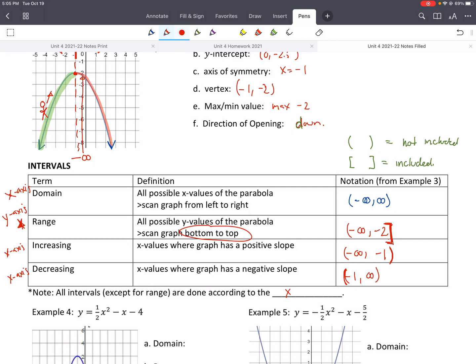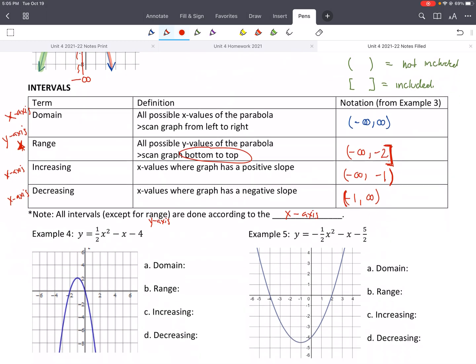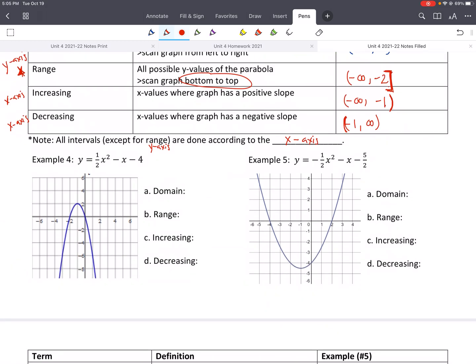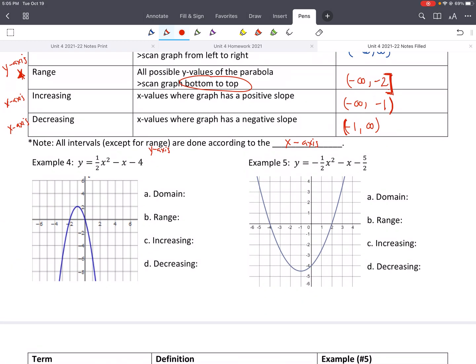Okay, so that's one thing I mentioned here, is that all intervals are done according to the x-axis, except for range. Range is we use the y-axis. All right. So let's see if we can answer some of these questions. So domain, again, is always negative infinity to infinity for this unit.